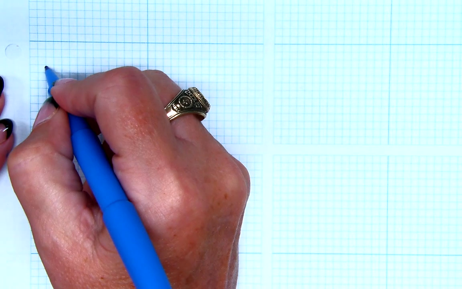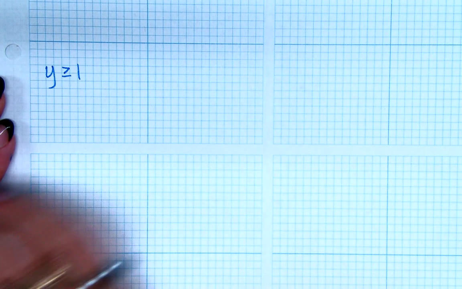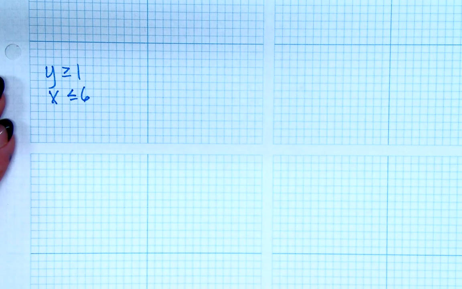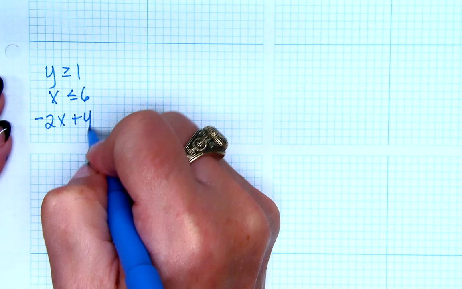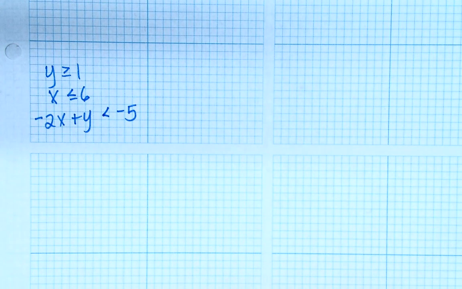So we have y is greater than or equal to 1. We have x is less than or equal to 6. And we have negative 2x plus y is less than negative 5. Do you know how to graph all those kinds of lines? Is it okay if I remind you?